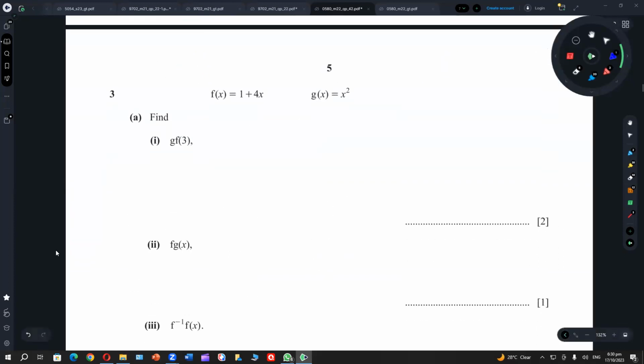Now, this is the question. He says GF3. First, I write my G function is equal to x squared. Now, I will make GF. How do we make GF? We will replace F in the function.